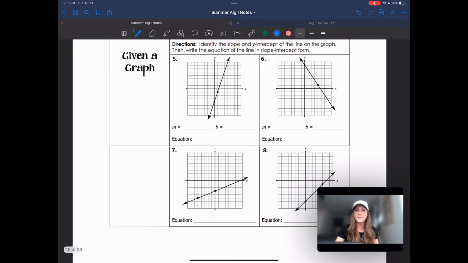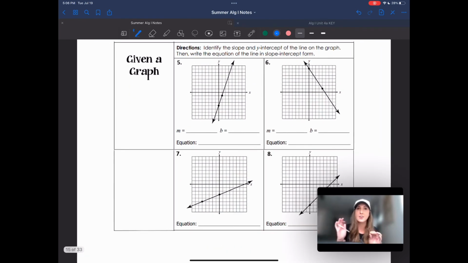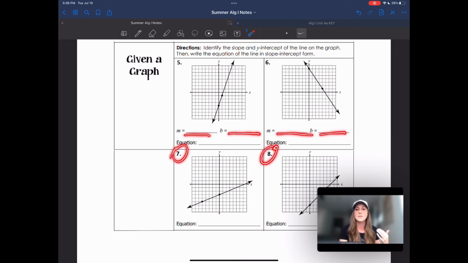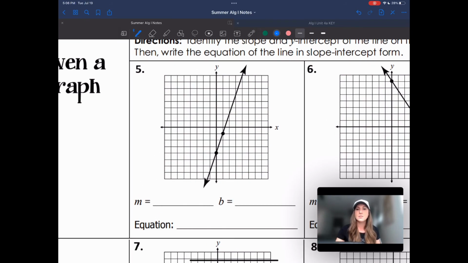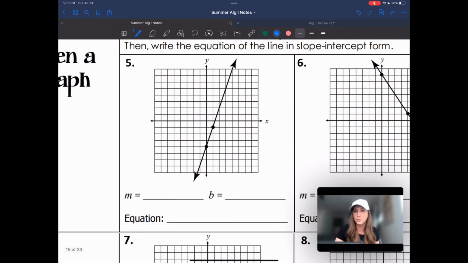And we are ready for our last little section here. And then you guys can go try some of these on the practice sheet. Okay, directions. It says identify the slope and y-intercept of the line on the graph, and then write the equation of the line in slope-intercept form, okay? You'll notice on 5 and 6, they have separate lines where they want you to first write your m and your b, right? And then 7 and 8, they just want you to go straight to your answer right here. Okay, so 5 kind of gives you a little step-by-step process to help you out for the first couple of problems.